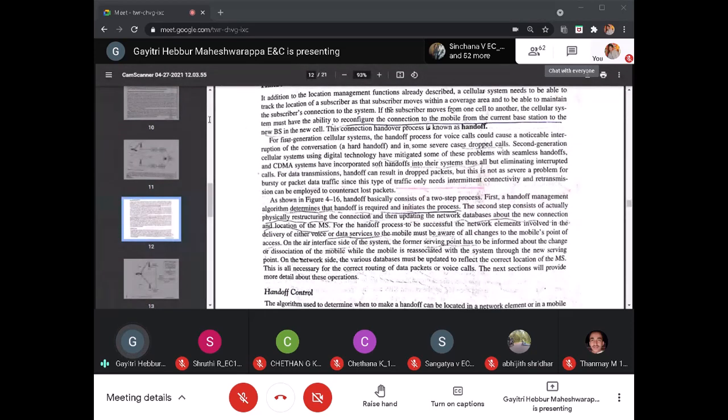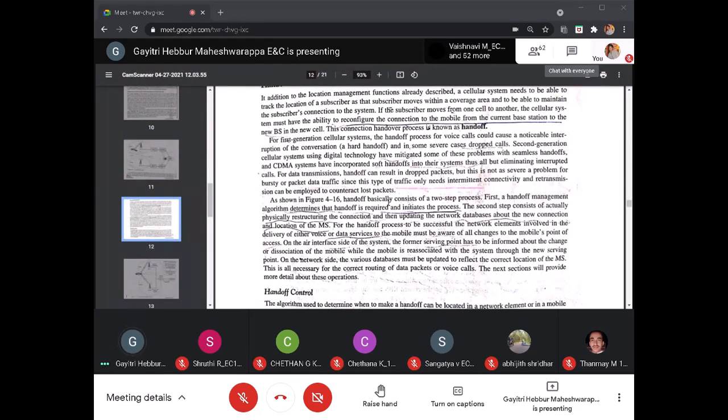Next, handoff basically consists of a two-step process. First, the handoff management algorithm determines that handoff is required and initiates the process. First, you need to determine whether the handoff operation needs to be carried out or not. And the second step consists of physically restructuring the connection and then updating the network databases with the new connection and location of the MS. So that is the second step of the process.